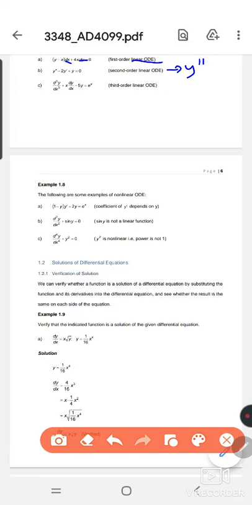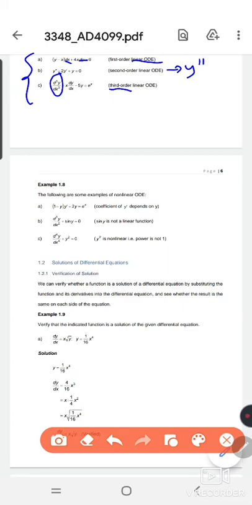Dia adalah bentuk linear. And then last one, d^3y/dx^3 + x dy/dx - 5y = e^x. Yang ni adalah third order. Sebab apa third order? Kat sini ada d^3y/dx^3, dia differentiate 3 kali. Dan dia adalah linear ordinary differential equation. So kalau example 1.7, you can see that this is the type of linear ordinary differential equation. Okay, how about non-linear? The following are some examples of non-linear ordinary differential equations.